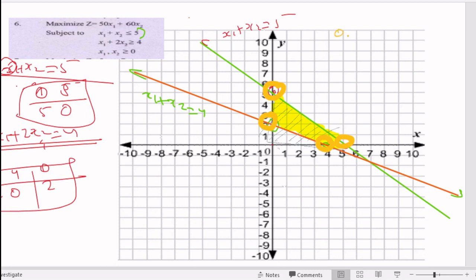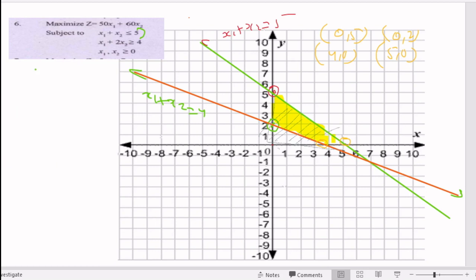Which points? 0, 5, 0, 2, and on this side 4, 0 and 5, 0, right? 4 different points. We got it. Now we have to find the solution and find at which point we have the maximum value. Okay, so first point 0, 5.